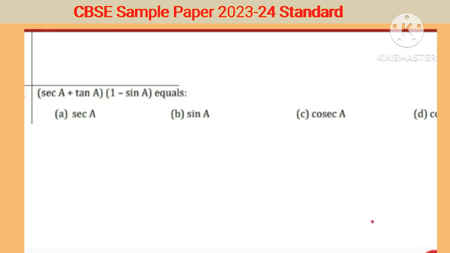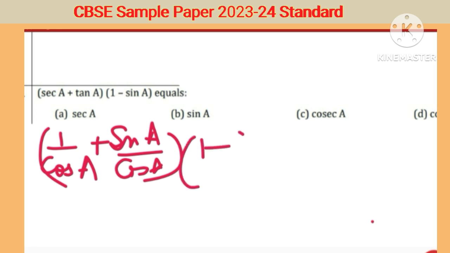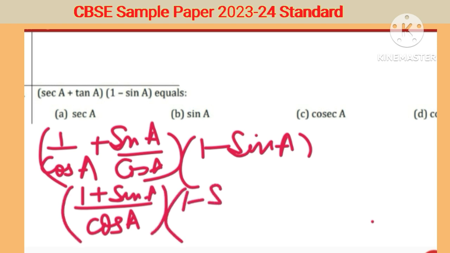Let's see question number 12. It's an identity, so we need to solve it. To obtain the answer, secant A can be written as 1 by cos A, the reciprocal of cos, plus tangent A can be written as sin A by cos A. And let's keep 1 minus sin A as it is. Now, if we take LCM, we get cos A in the denominator and 1 plus sin A in the numerator. And here 1 minus sin A is as it is.